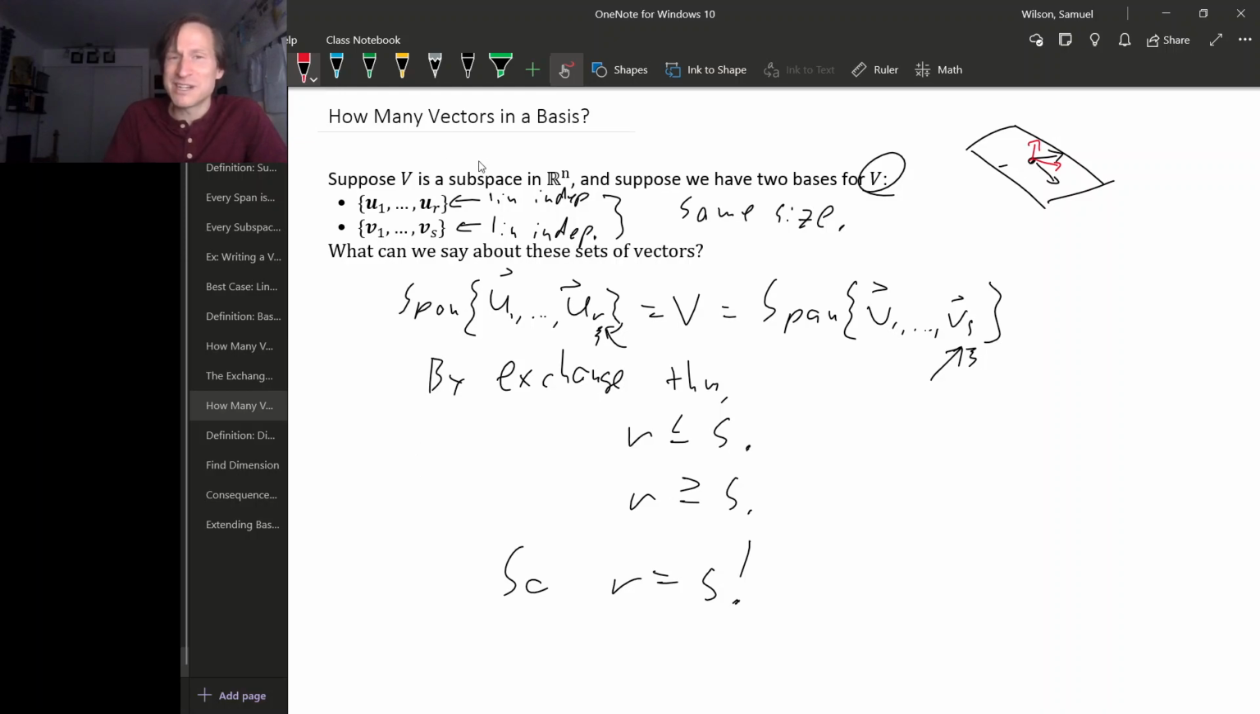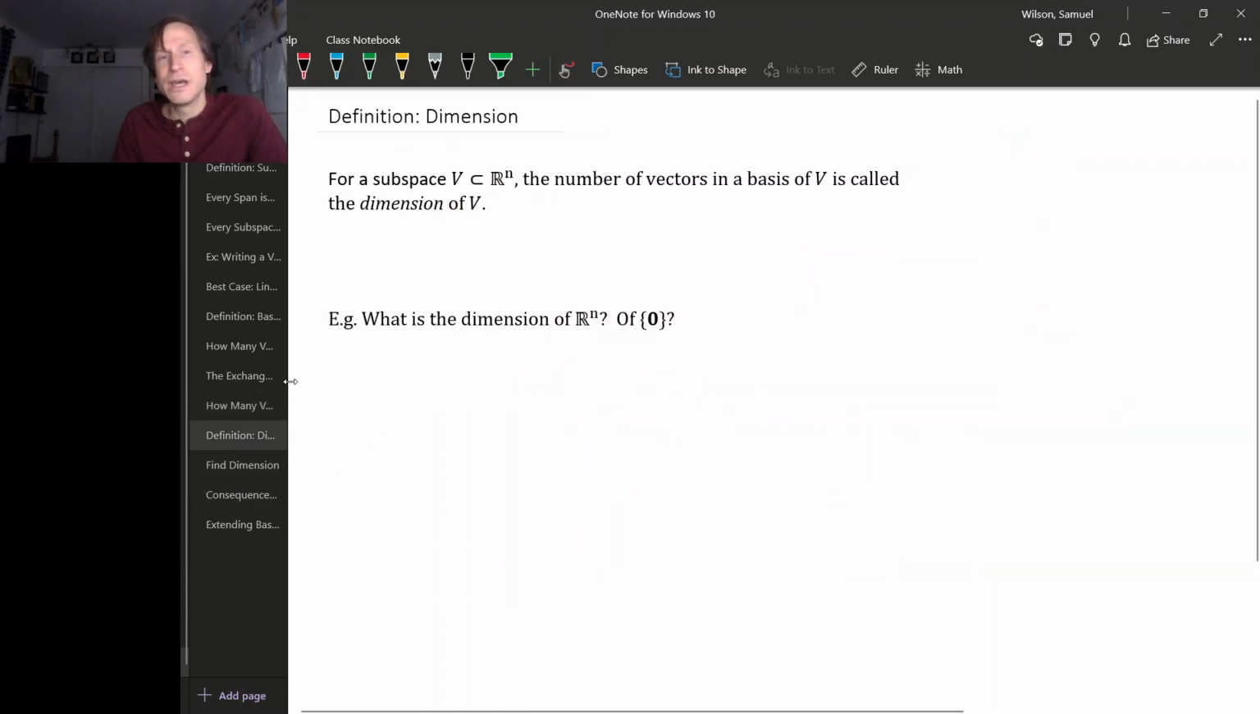This proof that we just worked out works for any size of subspace V sitting in any size Euclidean space. So this is a very general fact. Any two bases for the same subspace have to be the same size. For that reason, we can actually make a definition. Given any subspace V inside of Rn, the number of vectors in a basis of V is called the dimension of V.